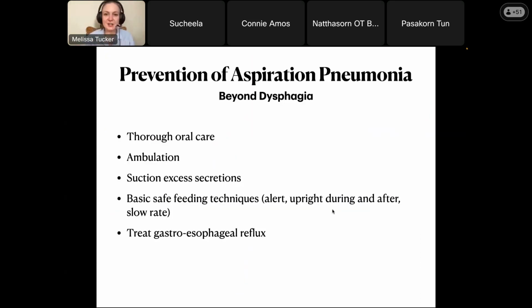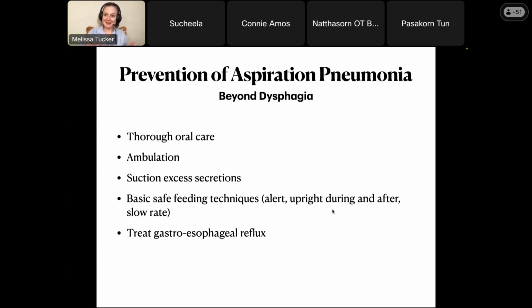I wanted to talk about just one more topic about preventing aspiration pneumonia that is separate from dysphagia evaluation and dysphagia treatment. We know from Dr. Logemann's work and Dr. Langmore's work and others that aspiration pneumonia is not just about dysphagia and aspiration. We know it's also about oral care, dental status, ambulation, secretions. So there are things that we can do for our patients who have tracheostomies besides dysphagia evaluation and treatment to help prevent aspiration pneumonia.